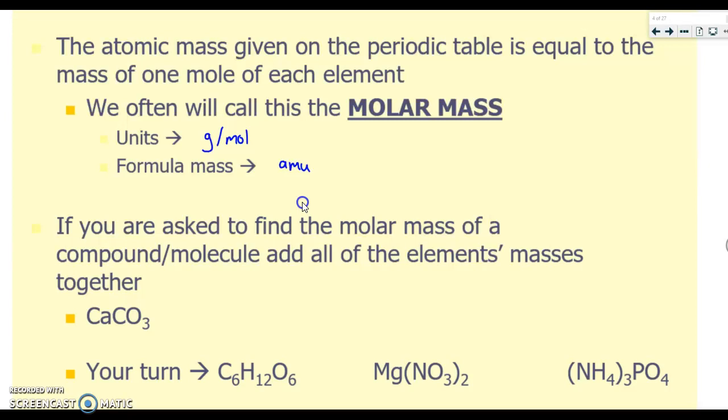So let's do this first example. Calcium, we say, has a mass of 40 from the periodic table, and we have one of them, so we're going to multiply by 1. Carbon has a mass of 12, and we have one of them in this formula. And oxygen has a mass of 16, and the subscript says there are 3, so we multiply by 3. Then 40 times 1 is 40, plus 12, plus 48, the 16 times 3. And when you add all of those together, you should get 100.